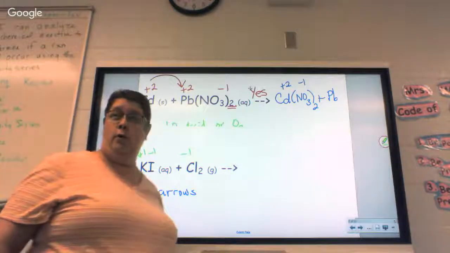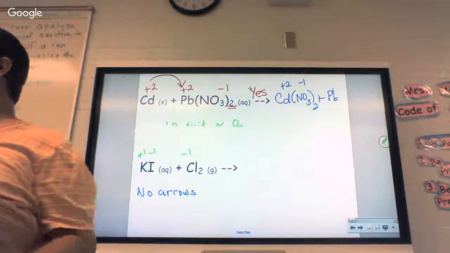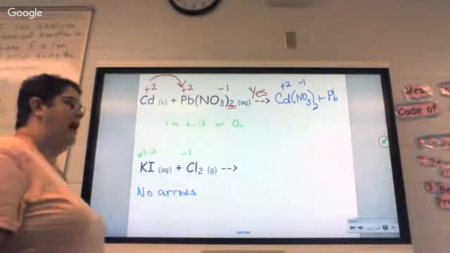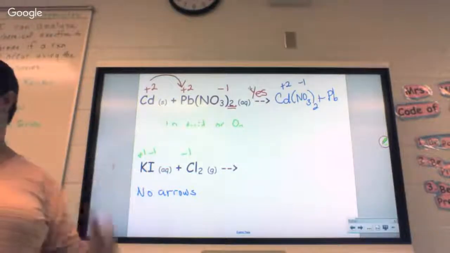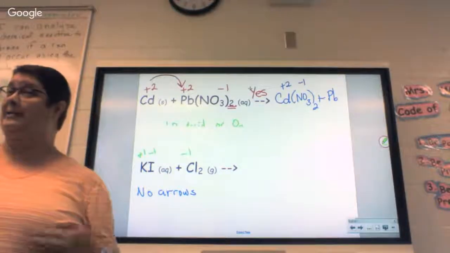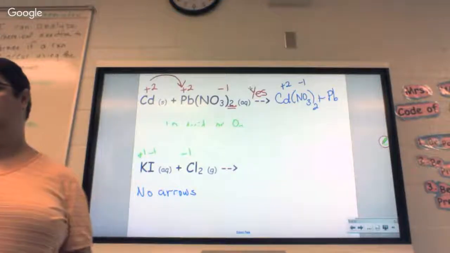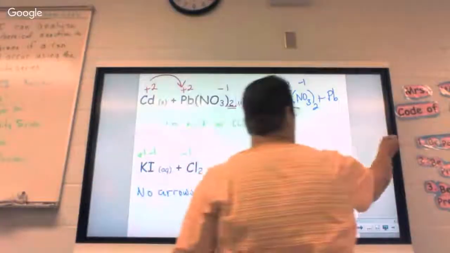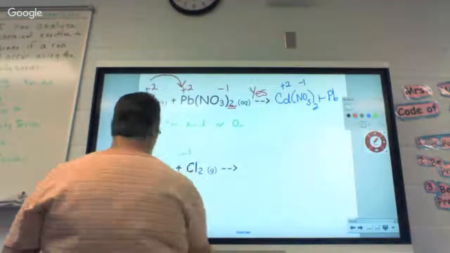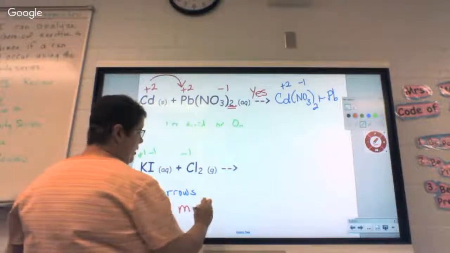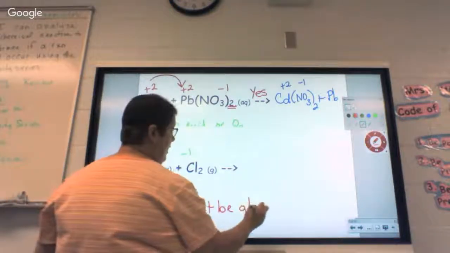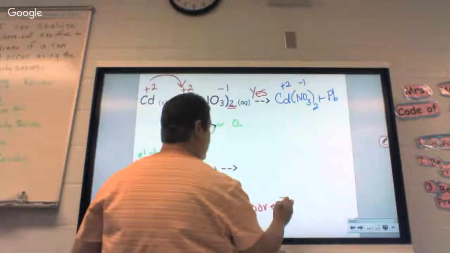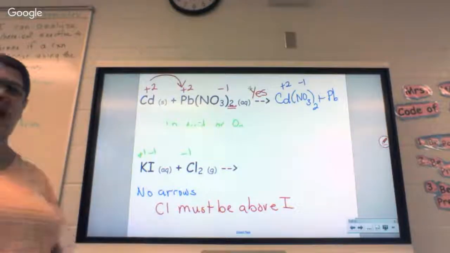So who would be displacing who? Chlorine and iodine. Now, thinking about the steps and the rules that we just talked about, who has to be above who? The one by itself or alone. So Cl must be above who? Who's it displacing? Iodine. So chlorine must be above iodine.